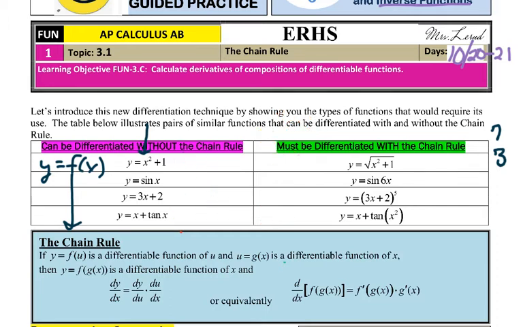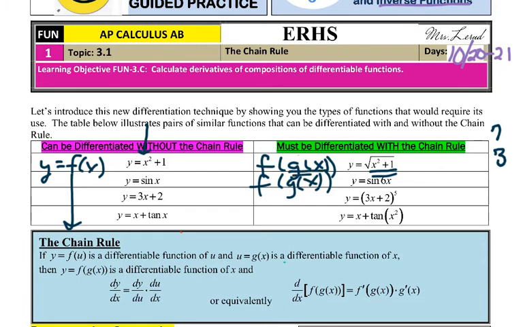But now over here in this green column, we have functions inside of functions, not being multiplied, not being added or subtracted or divided, but functions within functions, or composition of functions. In this scenario, the g of x would be x squared plus 1. f of x would be the square root of x. Okay? This one is f of g of x. g of x would be 6x. f would be sine. Okay?